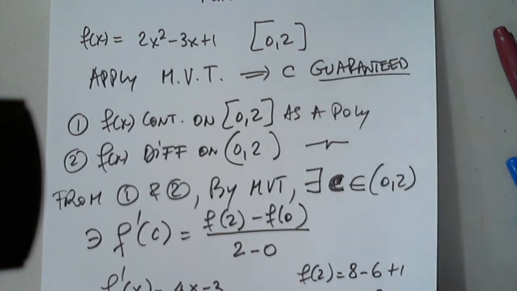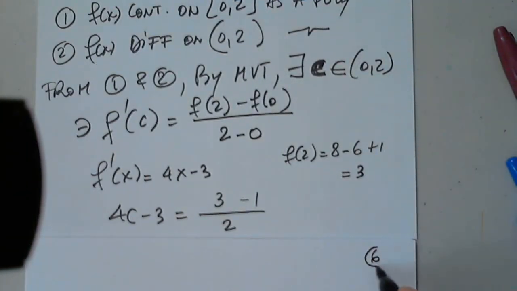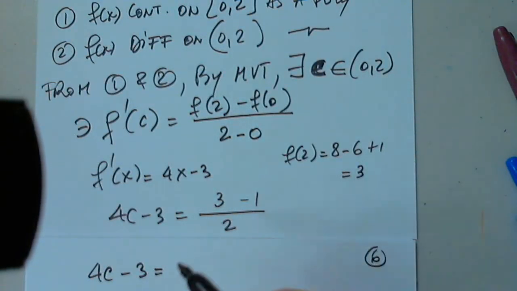So I'll solve this equation. I'll find c. So 4c minus 3 equals 3 minus 1, which is 2. 2 over 2 is 1. I move 3 to the other side. 4c equals 4. c equals 1.